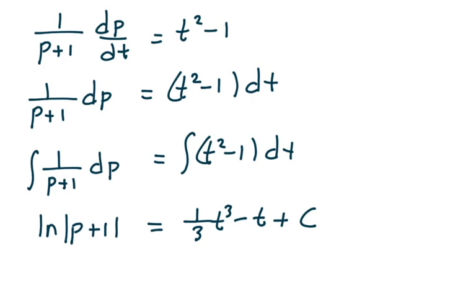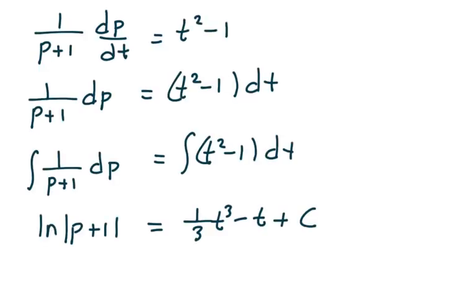So I hope that's okay. Now, let's write that over here. Natural log of the absolute value of p, let's go back, p plus 1 is equal to 1/3 t cubed minus t plus c.